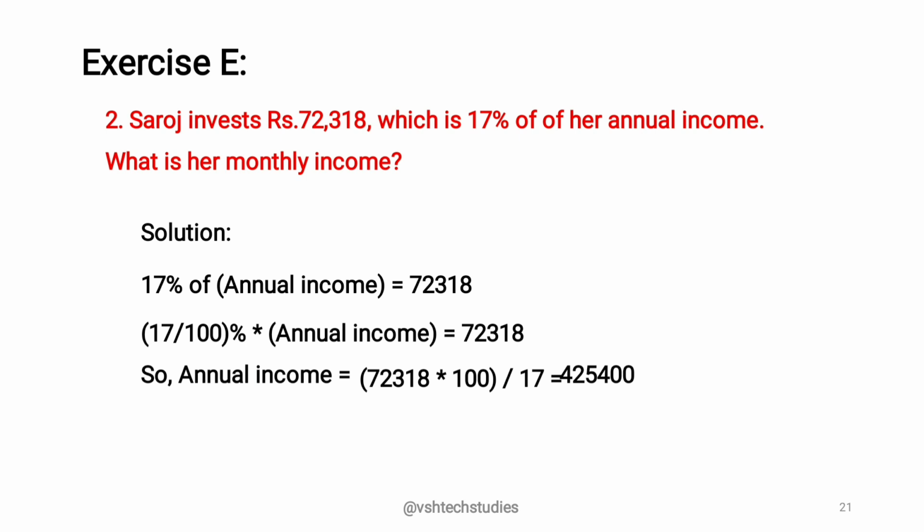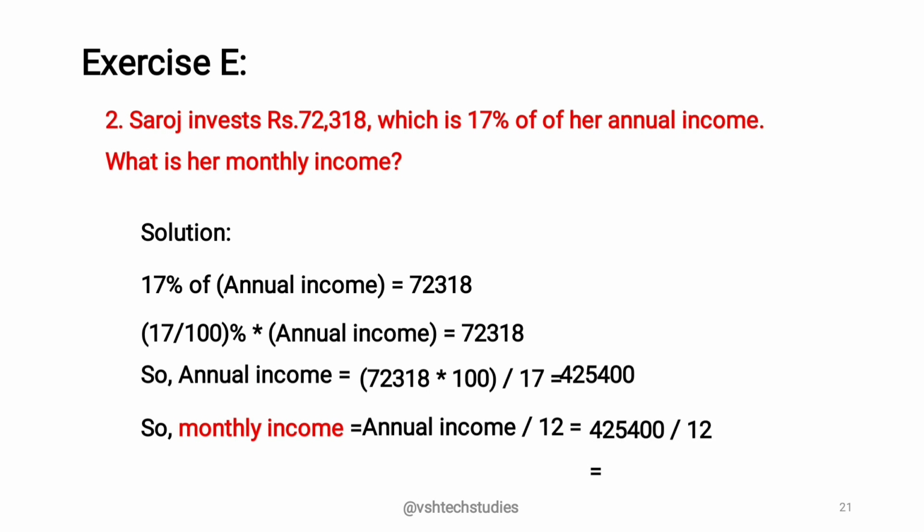So 1 year means 12 months. They have asked for monthly income, hence we have to do 425,400 divided by 12. So monthly income is annual income by 12, or X by 12. That is 425,400 divided by 12, and the answer we get is rupees 35,450. That is the monthly income of Saroj. The same answer we had got in our analysis, approach and solution.